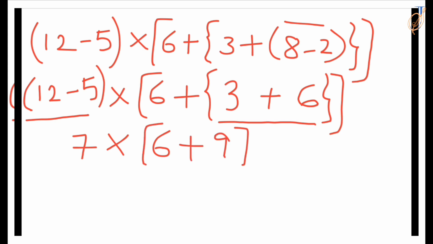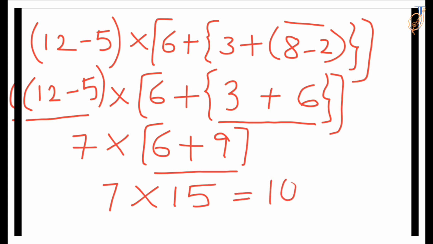So here you have multiplication and big brackets. What you have to do, first you have to do the big brackets first. So 7 times 6 plus 9 is 15. So 15 times 7 is 105. So like that you have to use these mathematical operations and solve your problems.